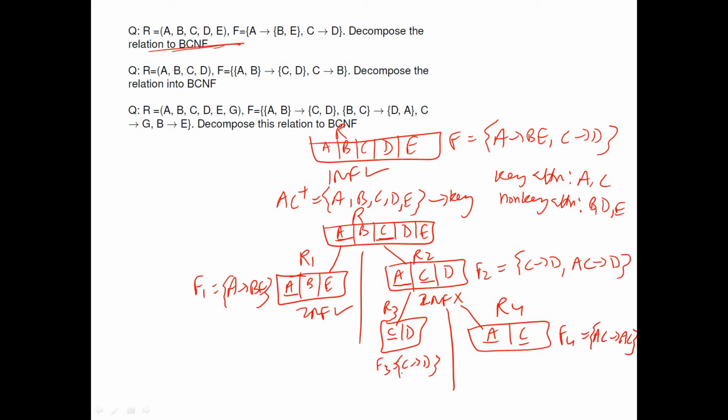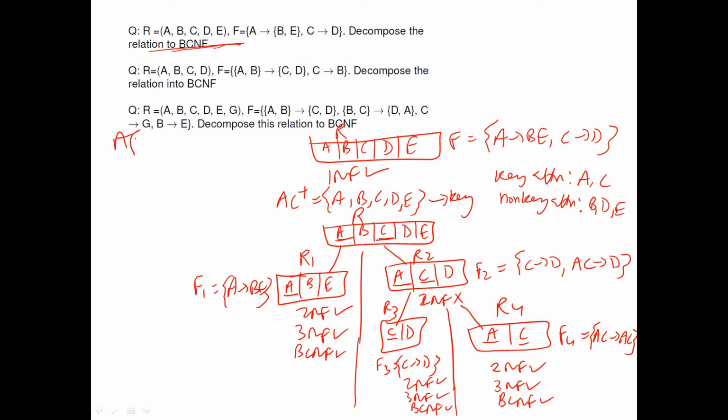So are they present in 2NF? Yes, they are present in 2NF. So now check whether they are present in 3NF. It is present in 3NF, no transitive functional dependency. This is also present in 3NF. There is no transitive functional dependency. This is also present in 3NF. There is no transitive functional dependency. Is it present in BCNF? Yes, because the determinant is the key. R3 is also present in BCNF because the determinant is the key. R4 is also present in BCNF because the determinant is the key.